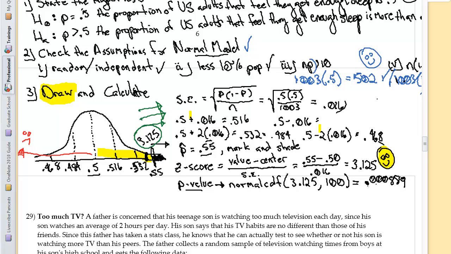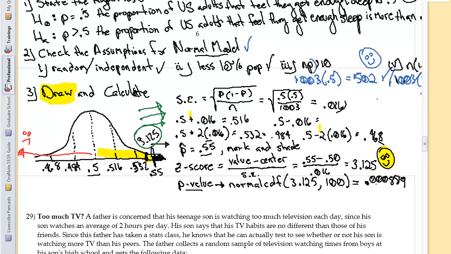Okay, so this is tens, hundreds, thousands, 10,000. So you're basically looking at about 9 10,000ths. So 9 out of every 10,000 samples are going to be this far away if the null hypothesis is true. It's a pretty tiny, tiny, tiny p-value.